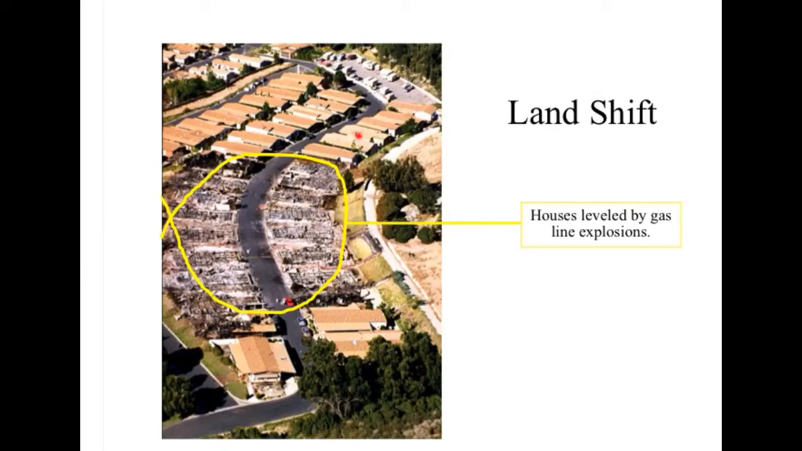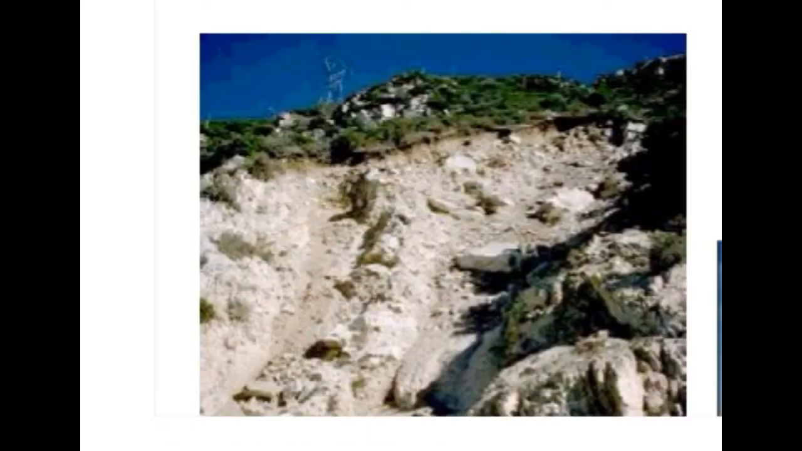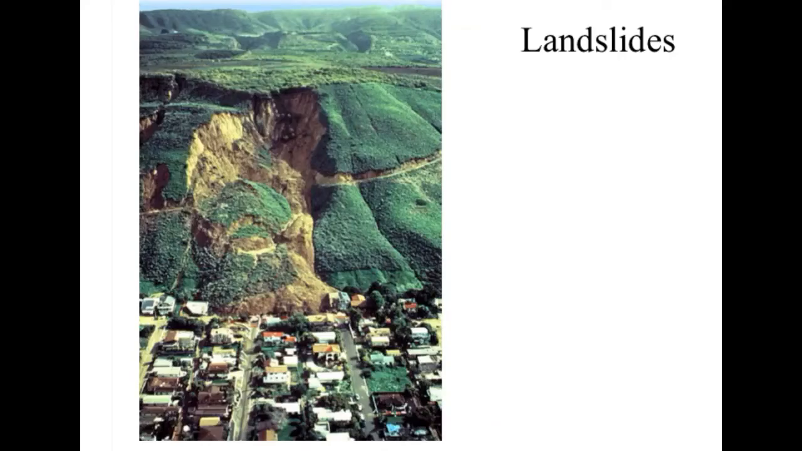Here, the land shifting has actually caused a gas line to rupture and caused an explosion that actually leveled these houses. You can actually see here where the earthquake has caused land to break free and start to slide down the slope of this hill. Okay? The force of gravity, once the land shakes and becomes loose from where it was, brings it down.